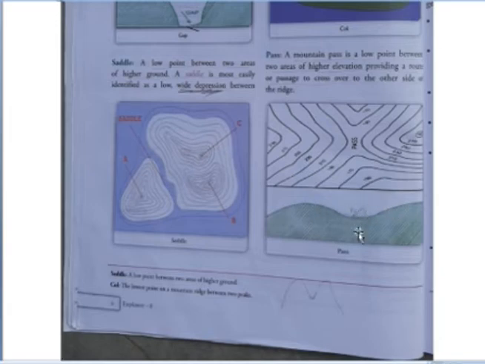So this is here. It is a pass, and through contour it is represented like this. It is a hill. It is another hill. It means it is a high surface, and this is a pass between these two high surfaces.